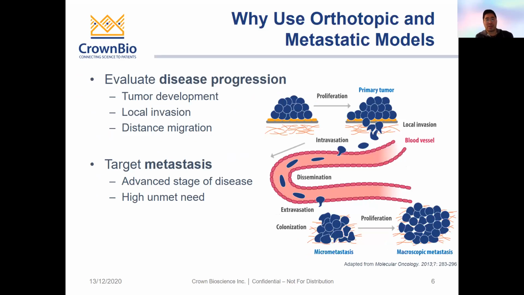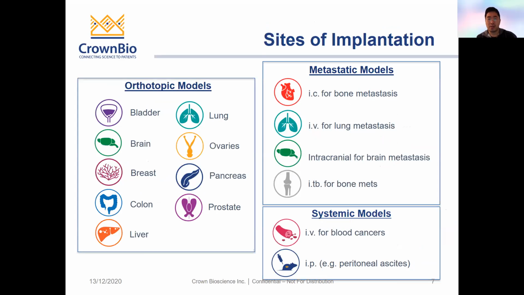Then metastatic models are used to evaluate disease progression, and there are also late-stage metastatic models that can help us to target metastatic lesions, which is probably still what most patients die from. There is a high unmet need to understand them better. Here is a list of models we have developed over the past decade or so. They cover the majority of the cancer types. In the next 15 minutes, I'm going to use some case studies to go through some data and showcase what we have been doing.